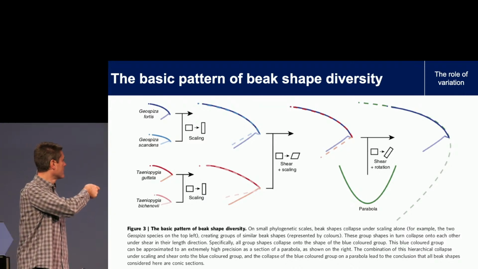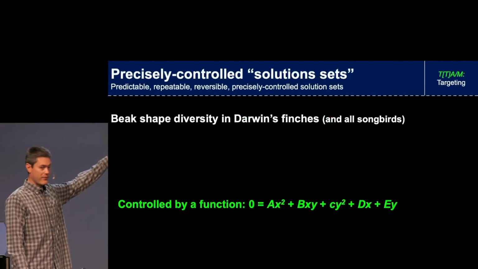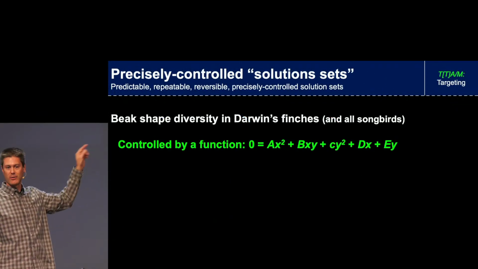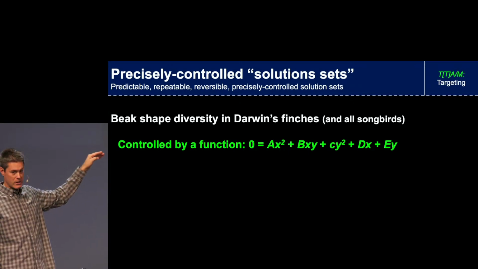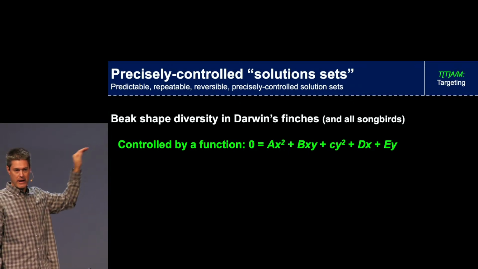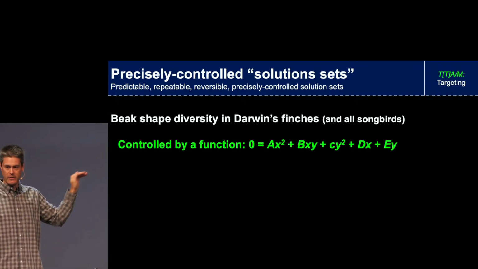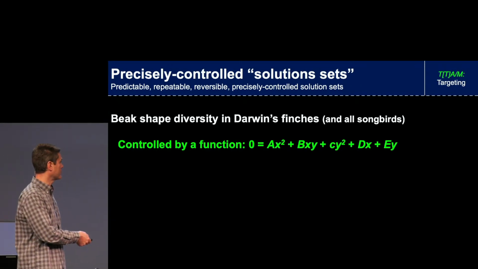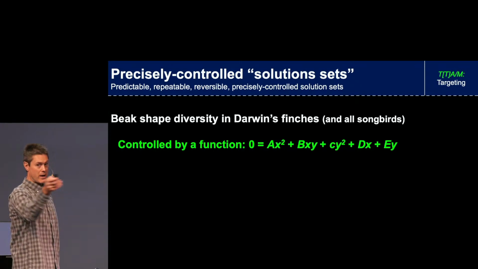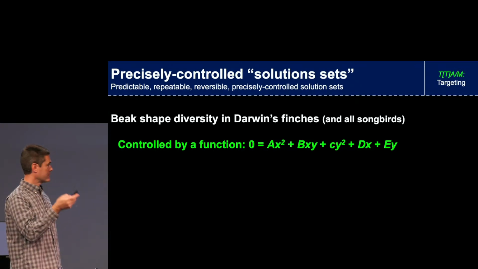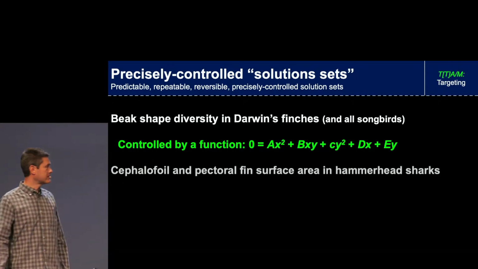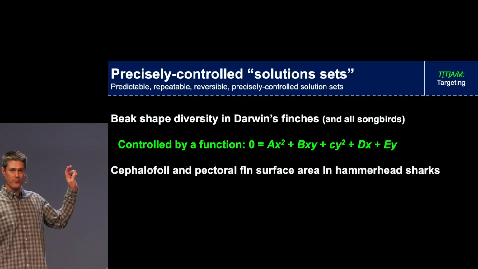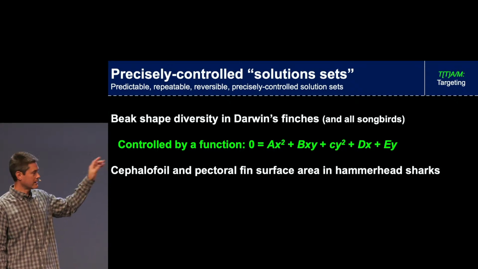So remember, it's controlled by a function. This can be described by math. It's precise. Math is very precise. It's precisely controlled. All of those beak shapes fit this function, and the organisms are generating those during development. So it's precisely controlled. There's another example which I had talked about last time I was here, 5 years ago, and that is the relationship between the cephalofoil and the pectoral fins in hammerhead sharks.